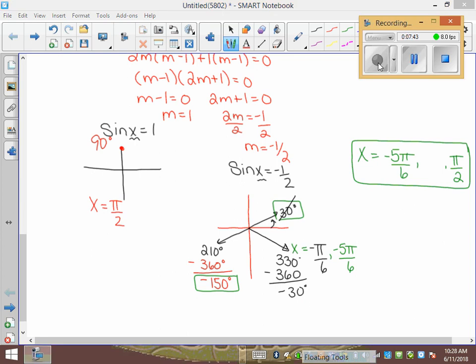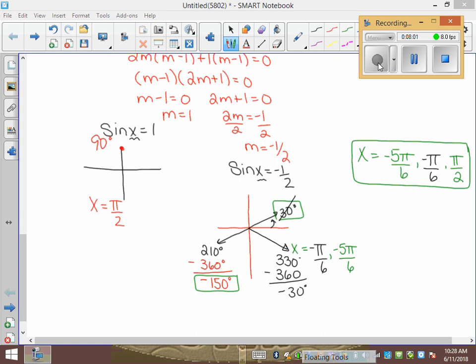Let me see. Negative pi over 6. There. That's much better. Where would I catch that oops? If you went and used your calculator, right? Because once you punch into your calculator, you're going to get 3 answers. Where are you going to restrict your domain?